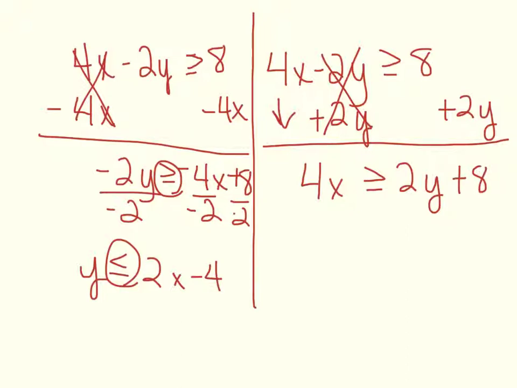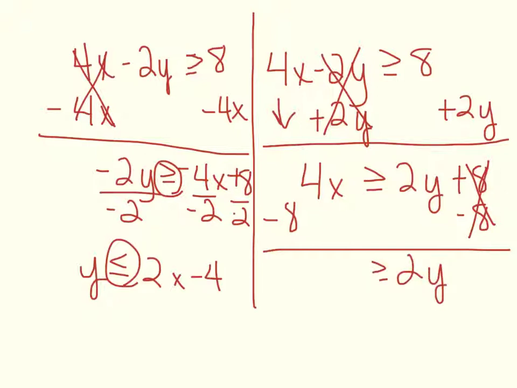Okay, now I need to move the 8 from the right side of the inequality to the left side of the inequality. And I would do that by subtraction. So on the right side of the inequality, 8 minus 8 is 0 and it cancels out. So I'm left with 2y on the right side of the inequality, and on the left side I have 4x minus 8. Now, all I need to do to isolate y is to divide everything by 2.